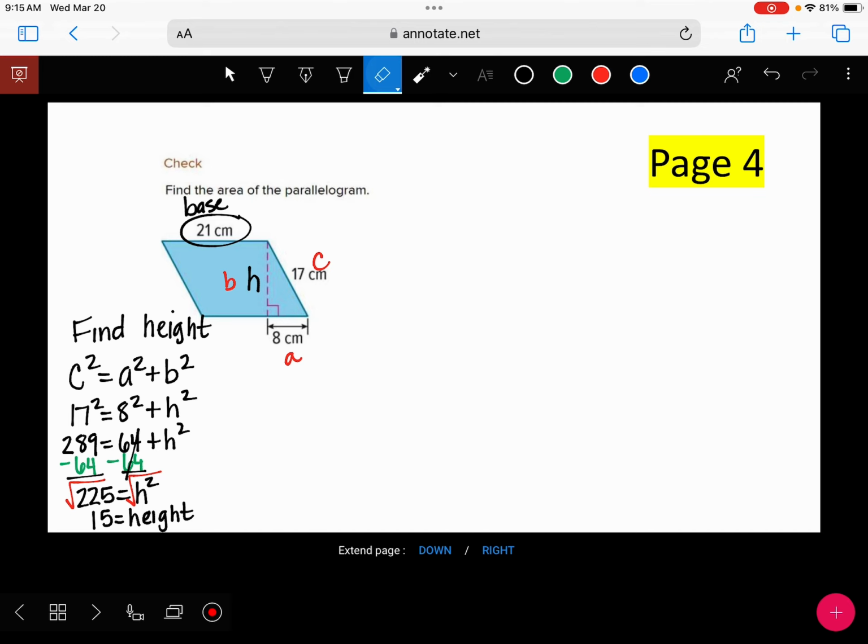So area is going to equal base. Everybody look at the board. It's going to be base times the height. So the area of this parallelogram is 21 times 15. Go ahead, type that in your calculator.